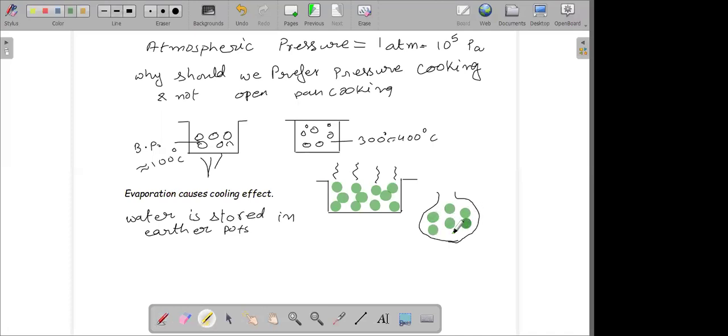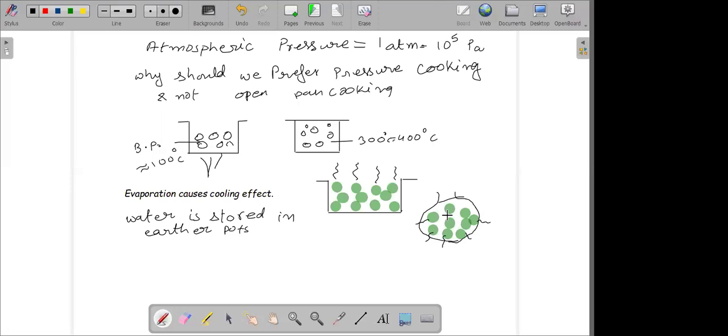So how does it provide a cooling effect? Let's see. There are some particles in this earthen pot. As I said, the particles get energy and move out of these tiny pores which are present. When they move out of the tiny pores, they take out energy from the molecules which are there within the earthen pot. So therefore, the overall energy of the system decreases.